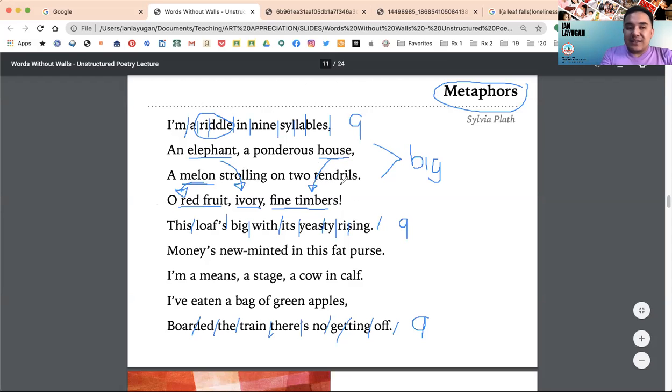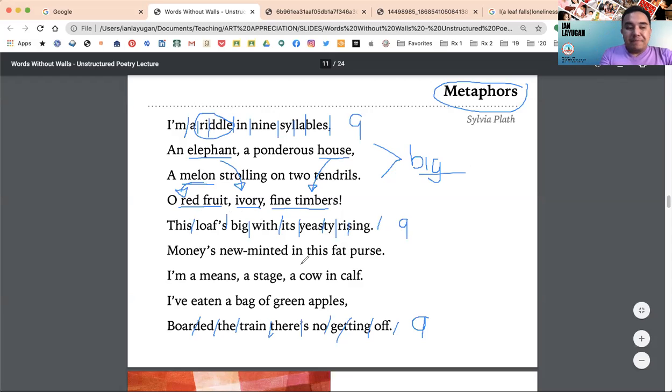So lines 2 and 3 are very big things, and line number 4 tells us what makes these three nouns, elephant, house, and melon, very special. Even if they are very big, they are still special. Line number 5: "This loaf is big with its yeasty rising." The same idea, right? When you put the dough in the oven, the yeast makes it rise. Something small becomes very big after it's baked.